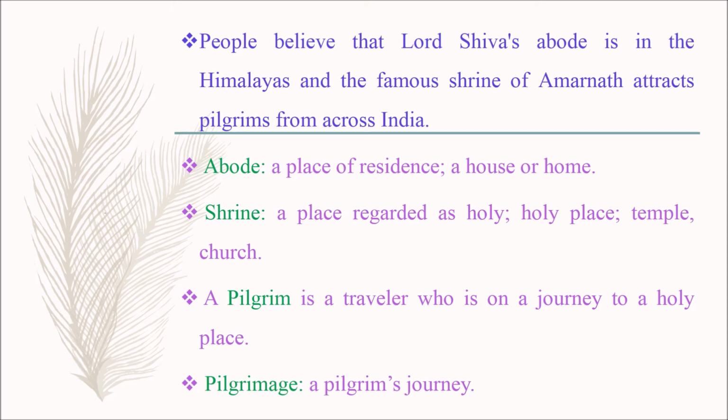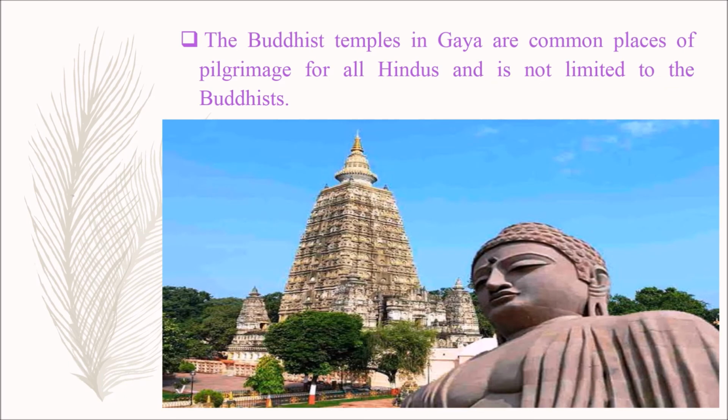So people believe that Lord Shiva's abode, which means a place of residence, is in the Himalayas, and the famous shrine, which means holy place, of Amarnath attracts pilgrims. So who's a pilgrim? A pilgrim is a traveler who is on a journey to a holy place from across India. The Buddhist temples in Gaya are common places of pilgrimage for all Hindus and not limited to the Buddhist. Here we can see the picture of Gaya temple.